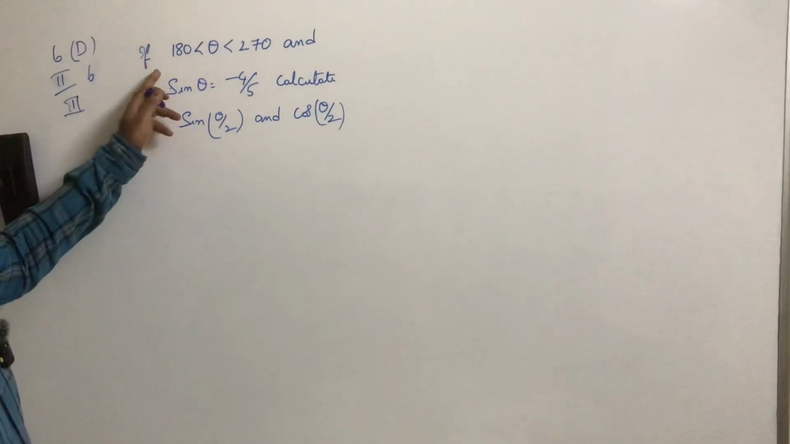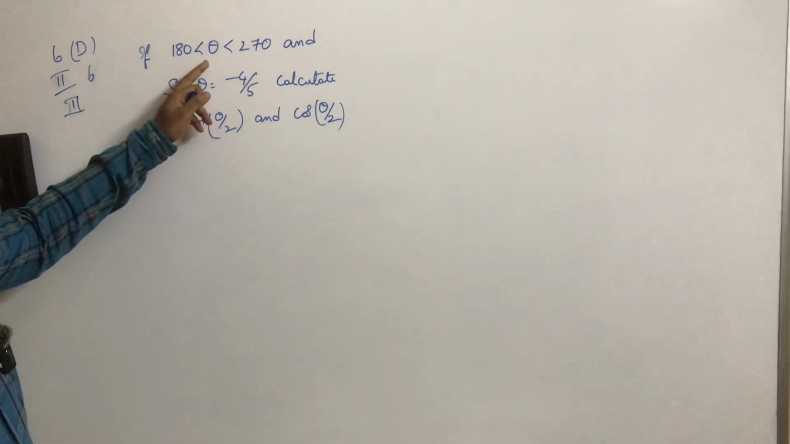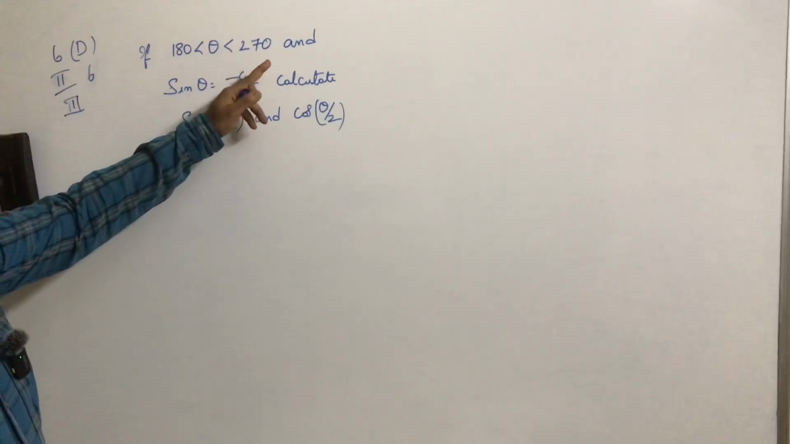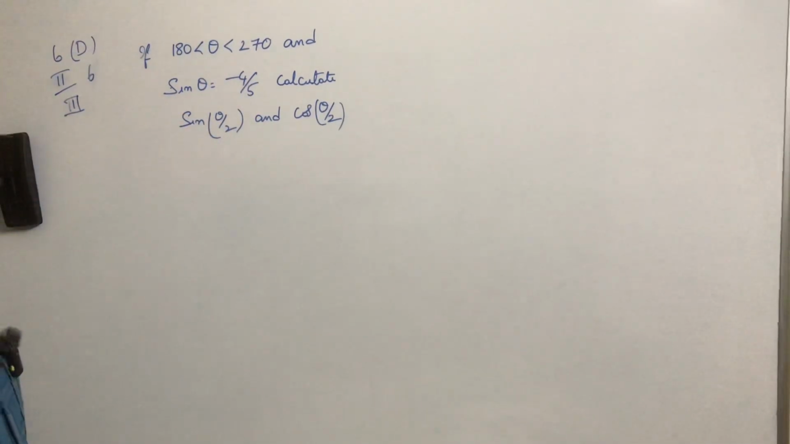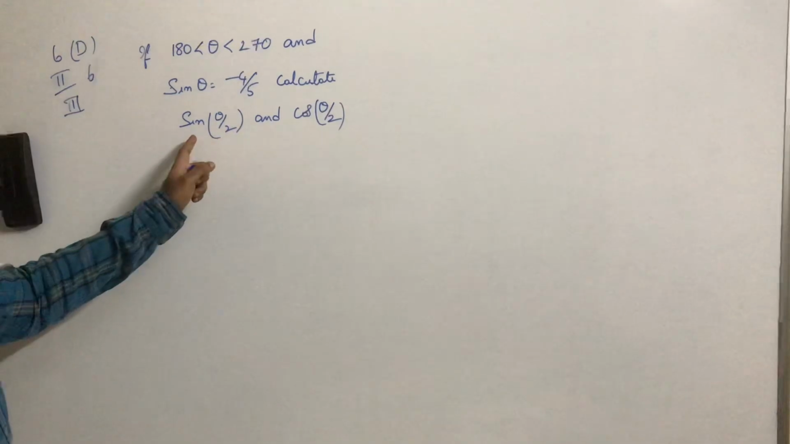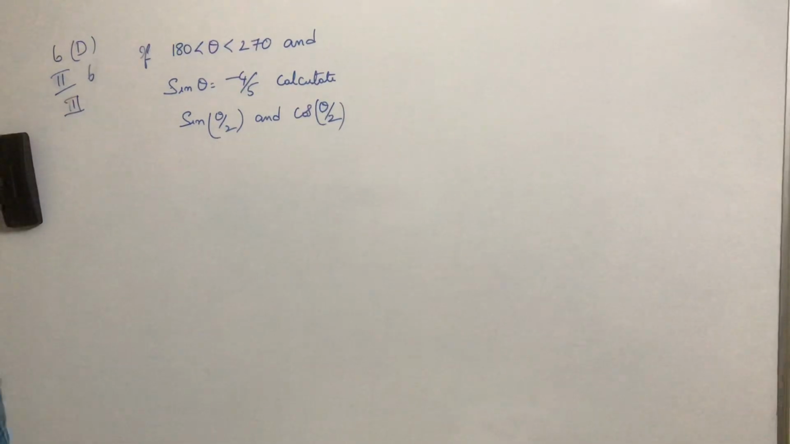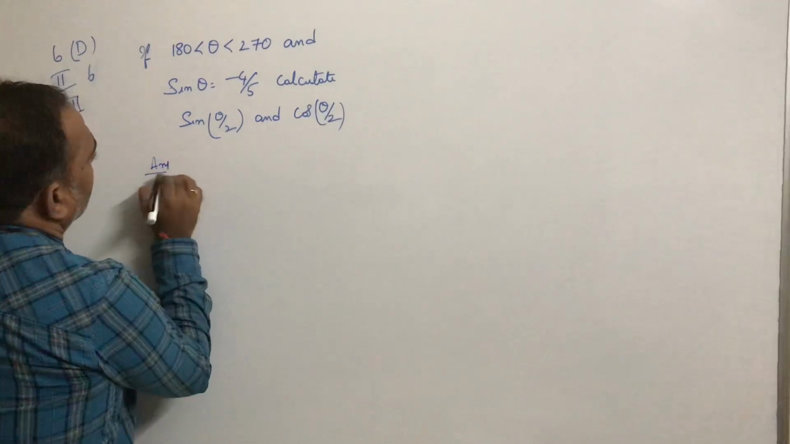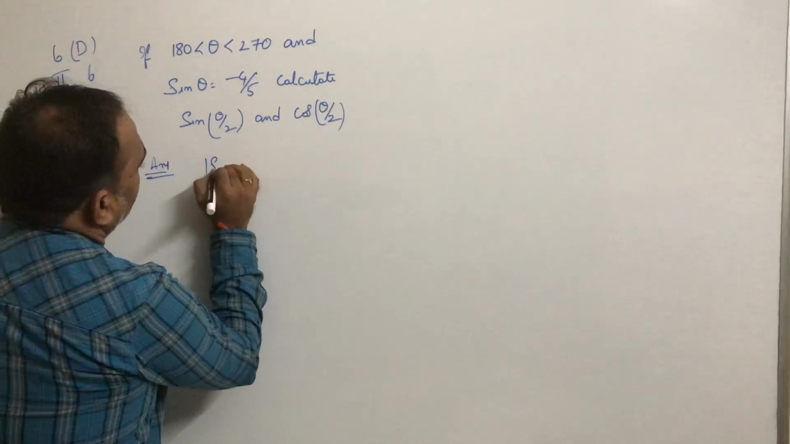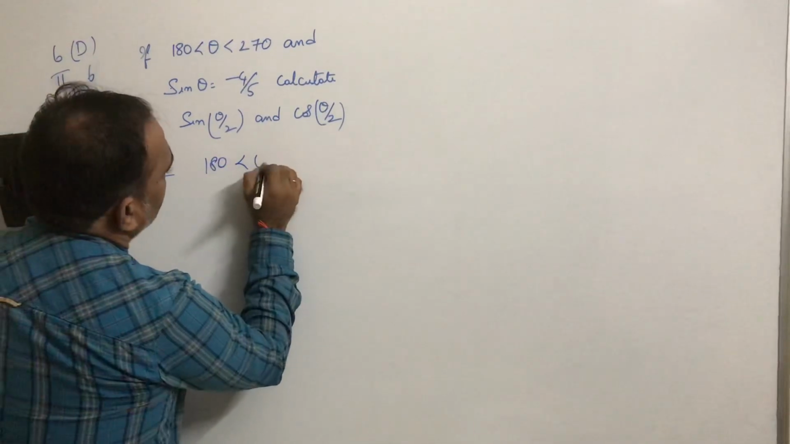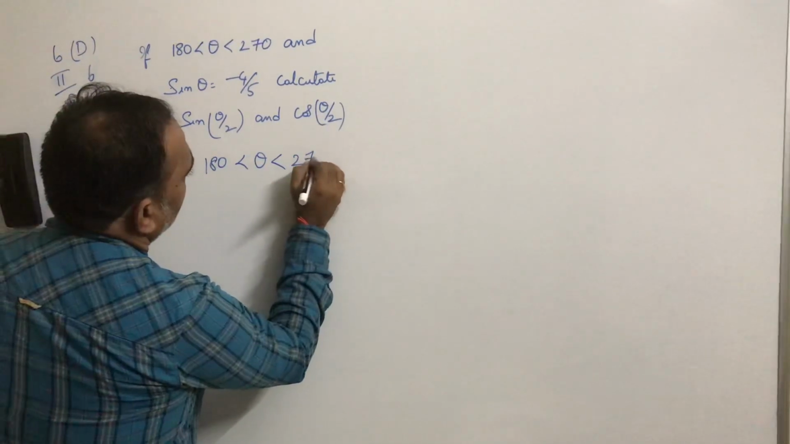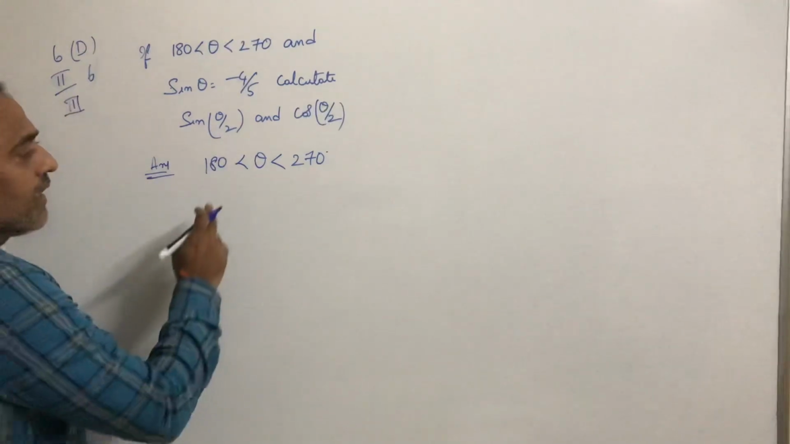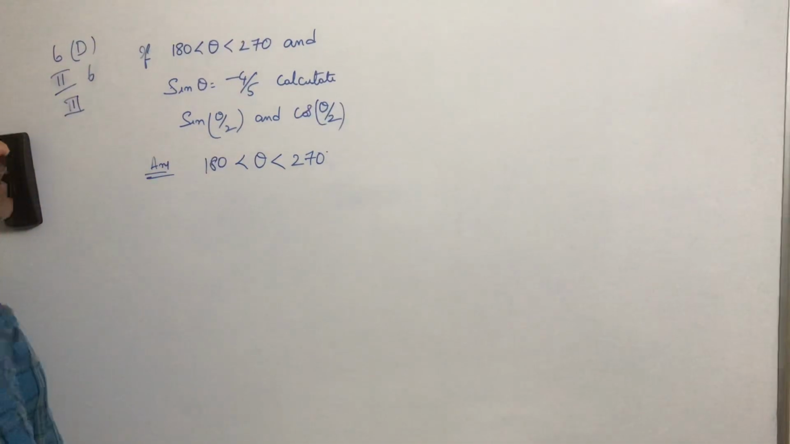Our next problem is: if 180 is less than theta less than 270 and sin theta equals minus 4 by 5, then calculate sin theta by 2 and cos theta by 2. First write down what is given. Given is 180 less than theta less than 270. That means theta is in the third quadrant.